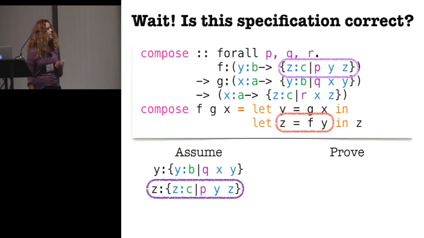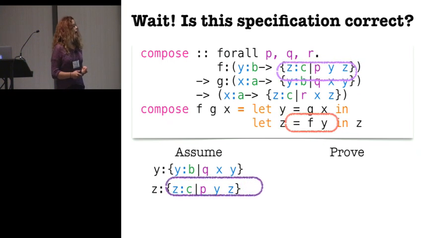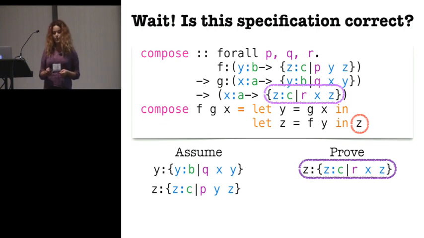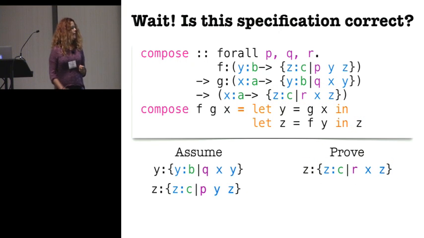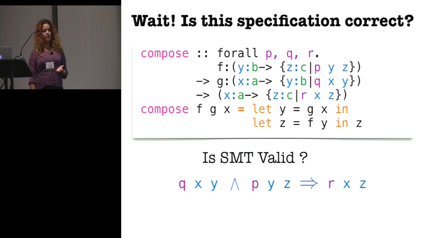Then I know that my intermediate value z satisfies the predicate P on y because I got it as an output of the function f. And with these assumptions, I need to prove that my result z satisfies my relation P on x. So I have these statements, and I'm going to turn them into an implication and ask the SMT solver if this implication is valid for every relation P, Q, and R.